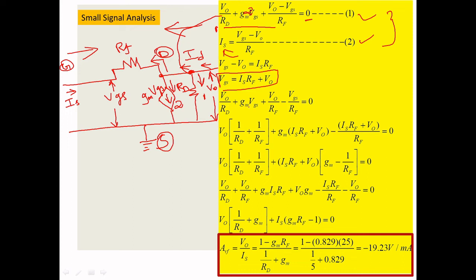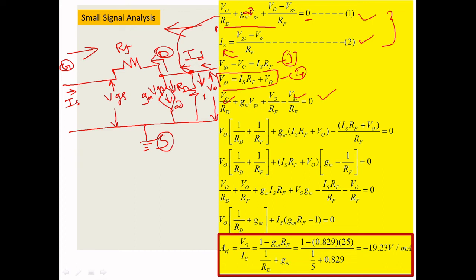V0 by RD and gm VGS plus V naught by RF. I break this term, minus VGS by RF equal to 0, right? So here I have taken the V naught terms' coefficient common, so you will be getting V naught. You can see very simple steps. V naught will be getting 1 by RD plus 1 by RF. Then I have substituted VGS, that is equation 4, and this will be 3. So I have substituted 4 in this equation 1.